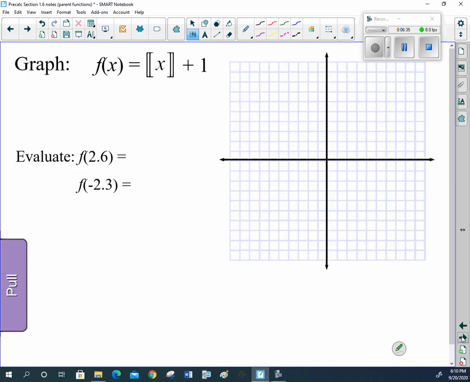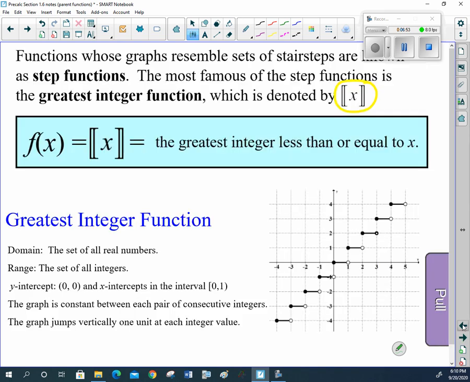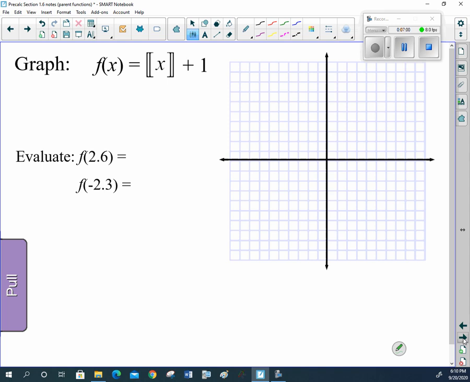Okay, so this says take the greatest integer function f of x and add 1 to it. So basically we're going to take that graph and move it up 1. Remember, the greatest integer function started right here at the origin with a closed circle and then an open circle. When we graph this, it normally would be a closed circle here, open circle here. We're going to shift it up 1.